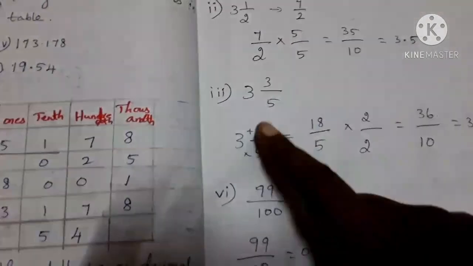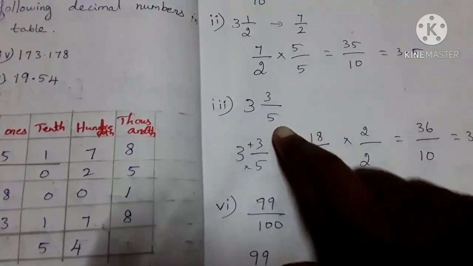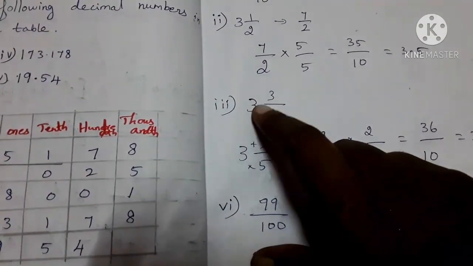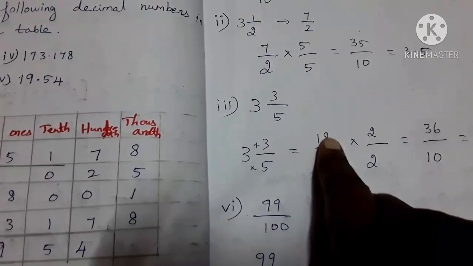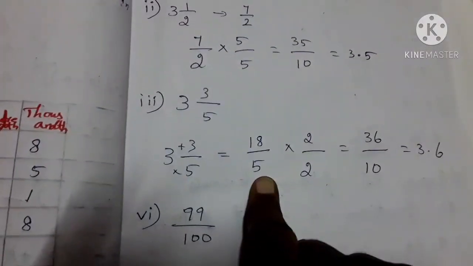Next, see 3 by 5. The same. 5 3s are 15, 15 plus 3, 18. So 18 by our fraction is 18 by 5.